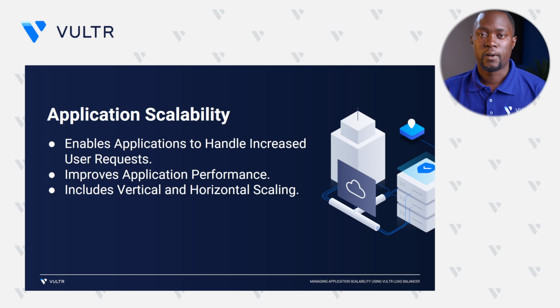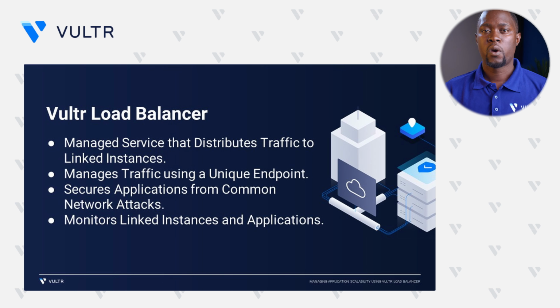It includes vertical and horizontal scaling, in which vertical scaling focuses on increasing the available resources to meet the growing number of user needs, while horizontal scaling is a form of replicating multiple resources to actually accommodate the growing number of user needs and ensure that the application performance improves over time while accommodating the increased number of users and traffic to your applications. And one of the clear implementations of horizontal scaling is the Vultr Load Balancer.